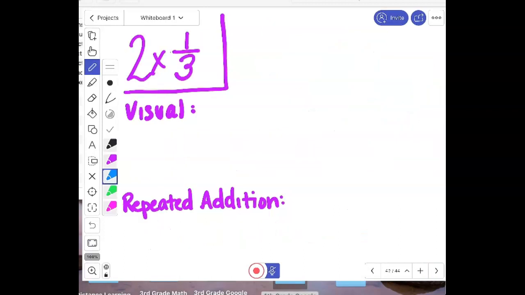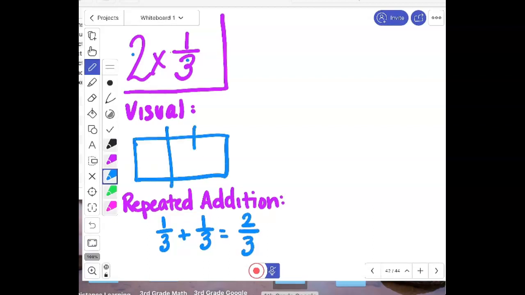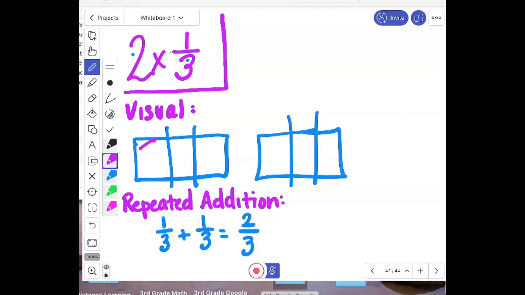If I have 2 times a third, maybe I want to do my repeated addition first, my decomposing. That's 1/3 2 times. 1/3 plus 1/3 equals 2/3. Maybe I want to draw it. I want to draw 1/3 2 times.